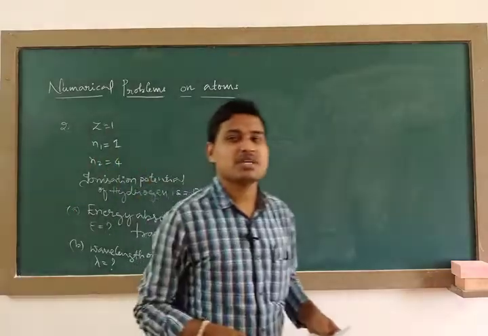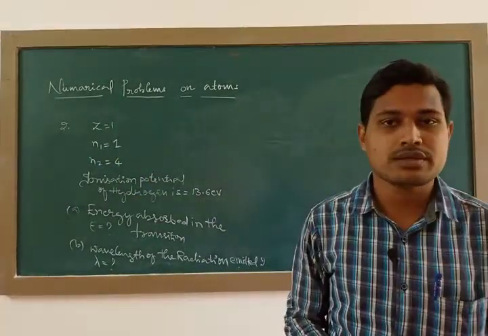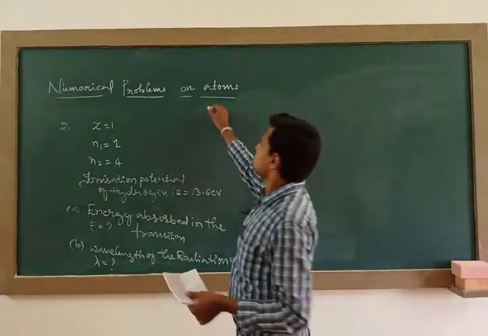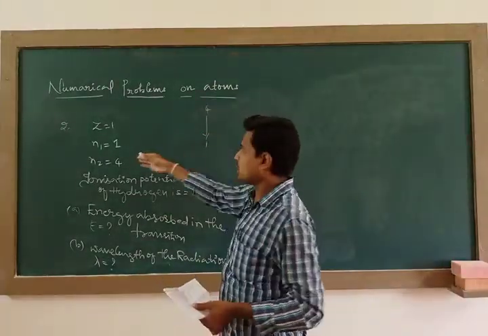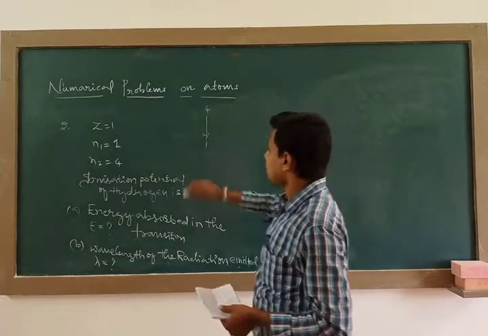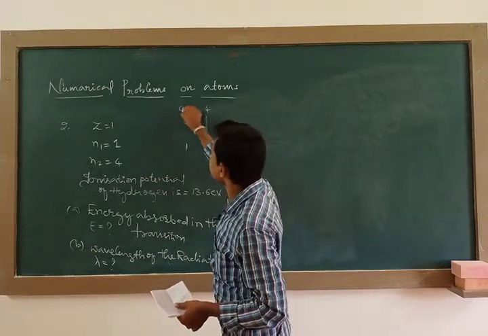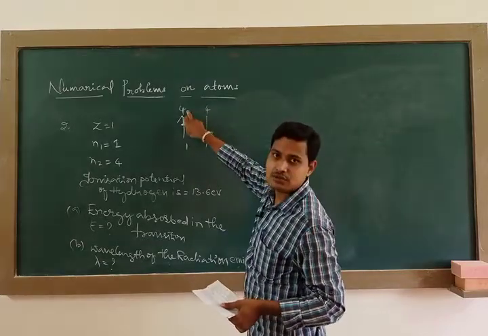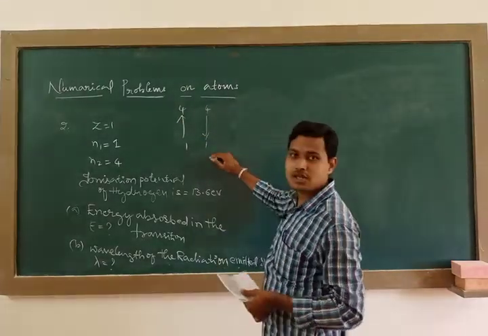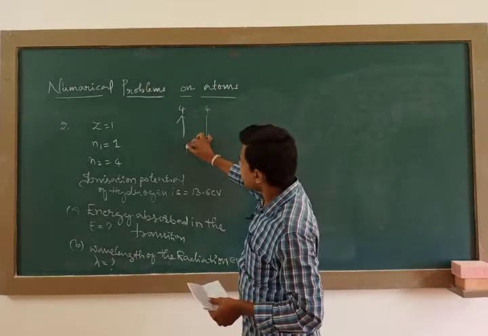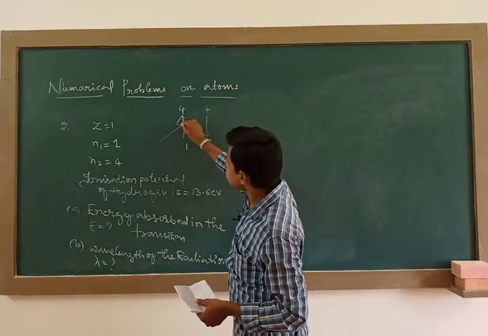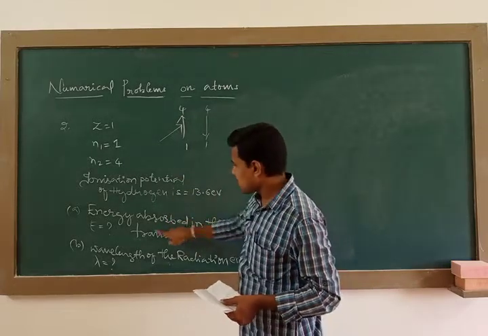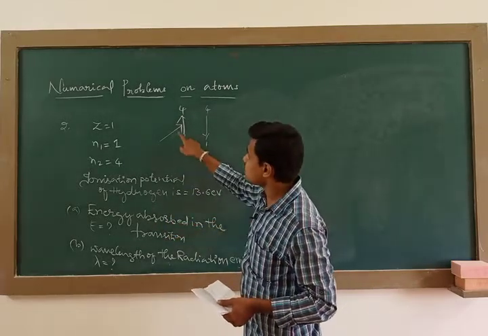So this problem is based on Bohr's third postulate. When an electron jumps from a higher orbit to the lower orbit, fourth to 1, and even it has gone from first to fourth, this is called excitation, and it is coming to its ground state. While exciting from 1 to 4, it absorbs some energy. So what is that energy we have to find? What is the energy absorbed in the transition?